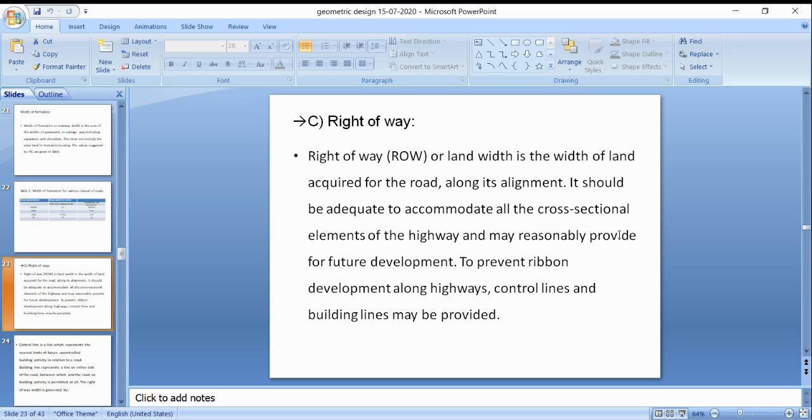We will place benchmarks or guardrails at the end of the control lines. From this to this is the road's coming line, or governmental property which in future will be used for expansion of the road. Control lines or building lines may be provided. Some boundary points have to be kept for the road so that the public will not occupy those places.